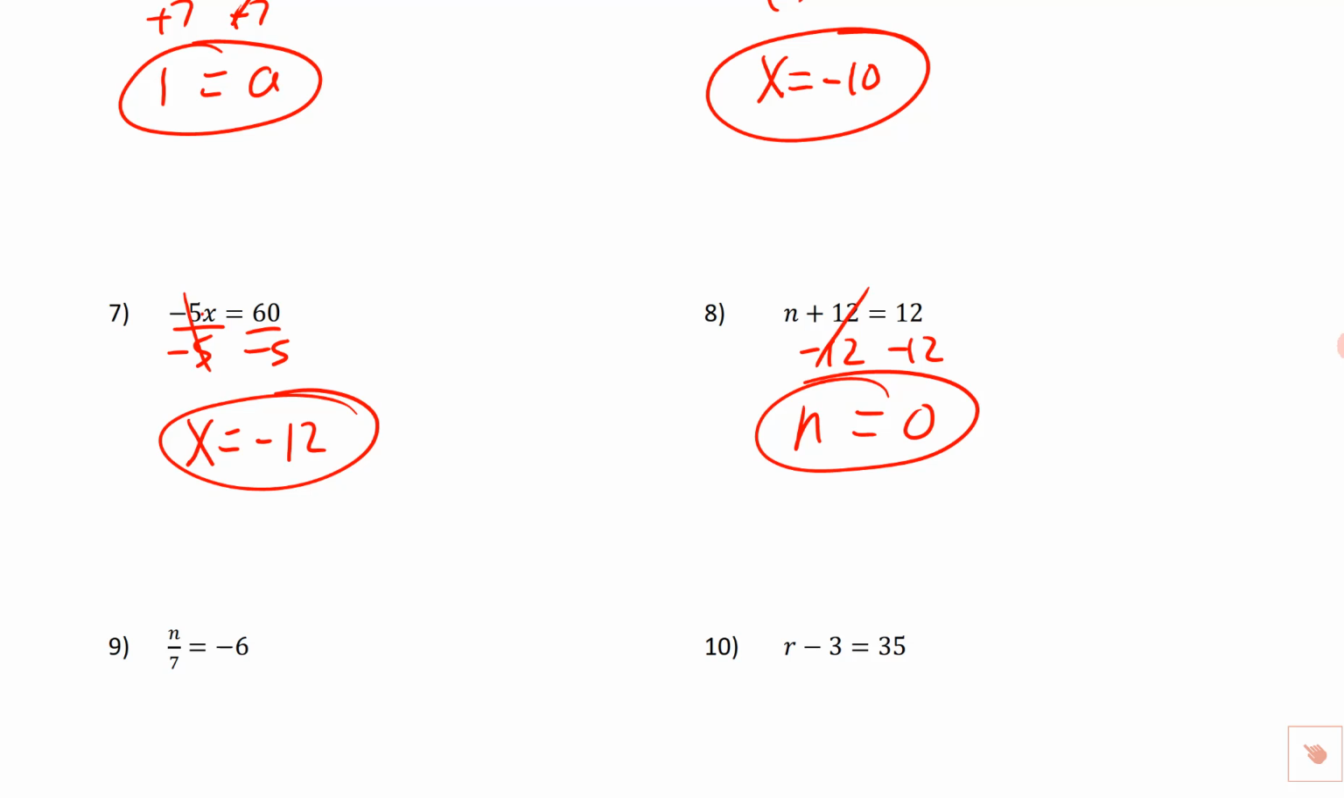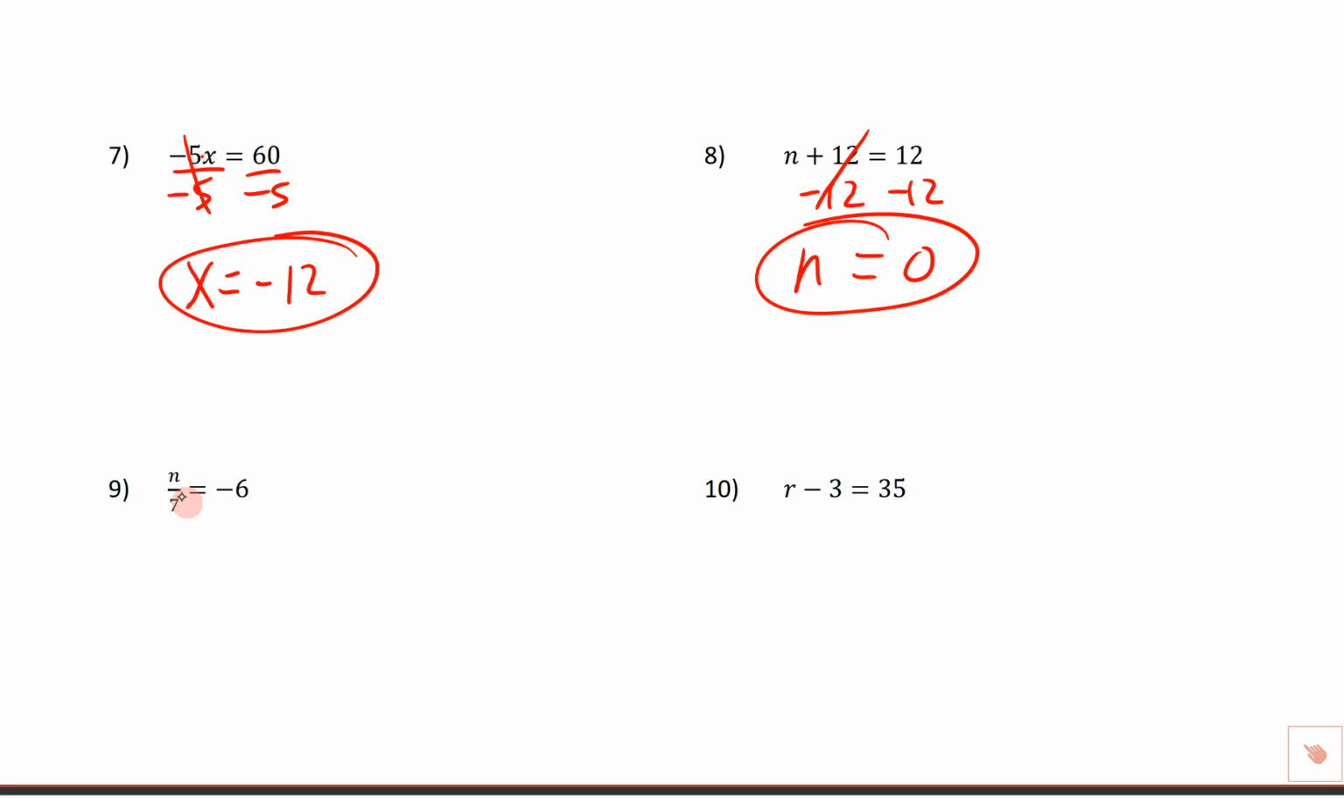So taking a look at number 9, this is division. We want to undo dividing by 7, so we're going to multiply this side by 7 and that side by 7. Those are going to cancel. We get an n on this side, and we get a negative 42 over here. Again, if you struggle at all with any of the integer arithmetic, a negative times a positive, negative minus a negative, different things like that, then please take a look at Unit 1.